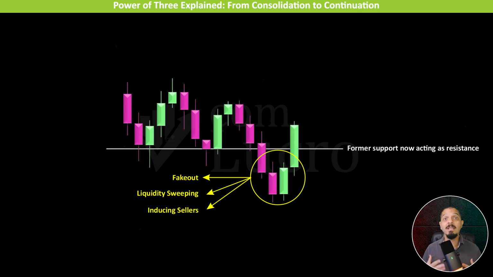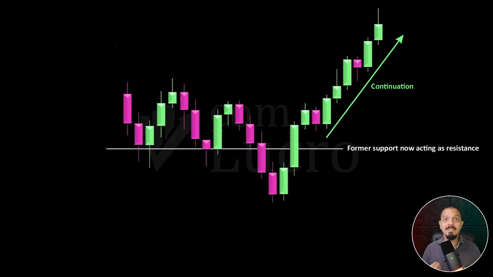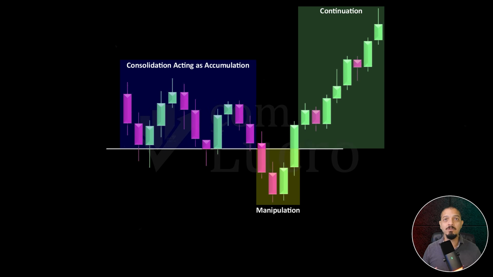Once liquidity has been collected, price typically expands in the opposite direction. This final phase is what we refer to as continuation, and it is where trade execution takes place. As traders applying smart money concepts, the objective is to enter after liquidity has been taken and stops have been triggered. In simple terms, the Power of Three framework describes a sequence of consolidation, manipulation, and continuation, with accumulation or distribution only becoming clear after the continuation phase unfolds.